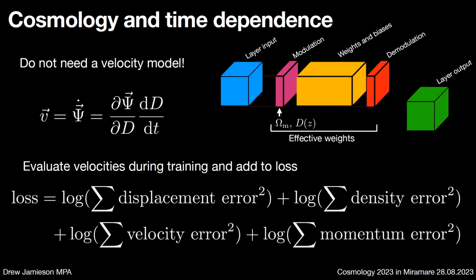But there's actually a huge advantage here. The huge advantage is that we no longer need a separate model for the velocities, because, and it took me an embarrassingly long time to figure this out, velocity is just the time derivative of displacement. Mind-blowing stuff here, but we can compute the forward derivative through the model with respect to the linear growth factor first, and then we know how that evolves with time. And then we get the velocities for free.